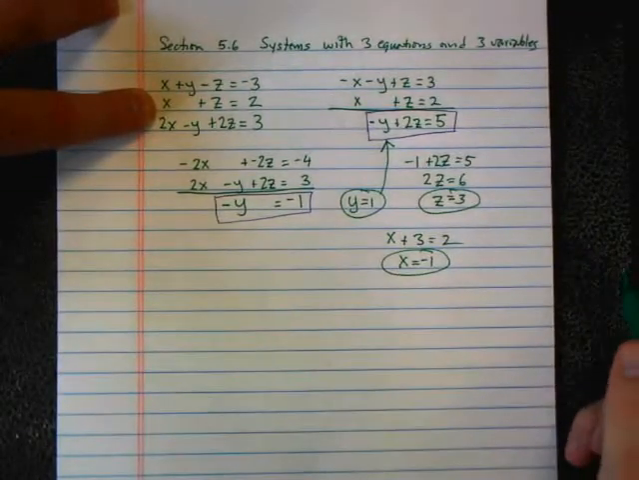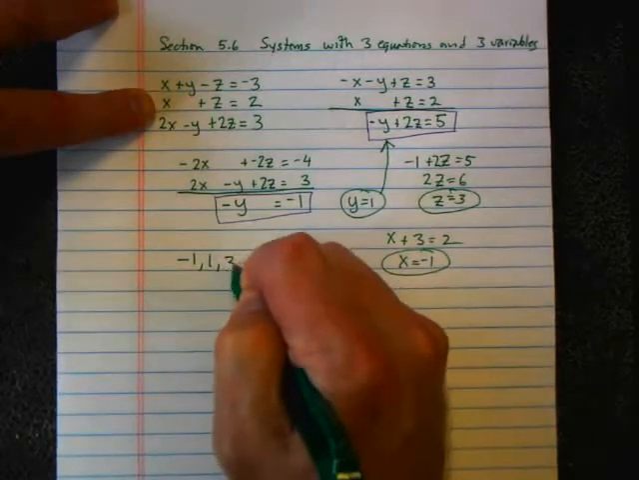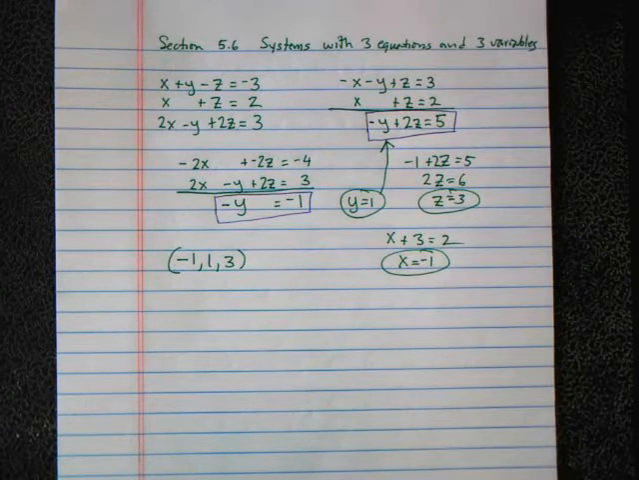And we would write our answer as an ordered triple. We would write negative 1, 1, 3. Put them in order x, y, z. Questions on that? Small numbers, not so bad.